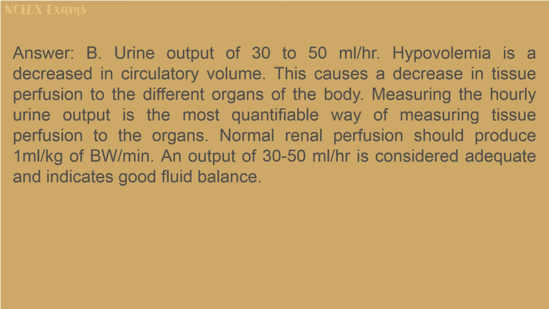Answer: B. Urine output of 30 to 50 milliliters per hour. Hypovolemia is a decrease in circulatory volume. This causes a decrease in tissue perfusion to the different organs of the body. Measuring the hourly urine output is the most quantifiable way of measuring tissue perfusion to the organs. Normal renal perfusion should produce 1 milliliter/kg of BW per hour. An output of 30 to 50 milliliters per hour is considered adequate and indicates good fluid balance.